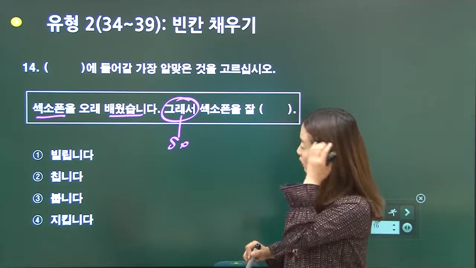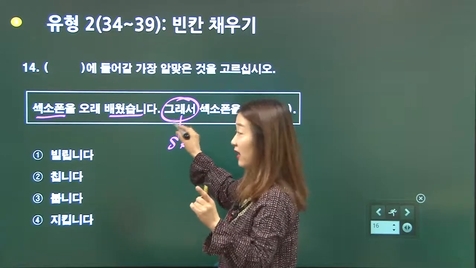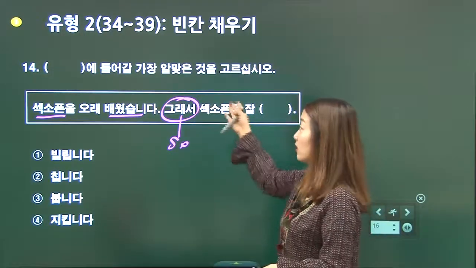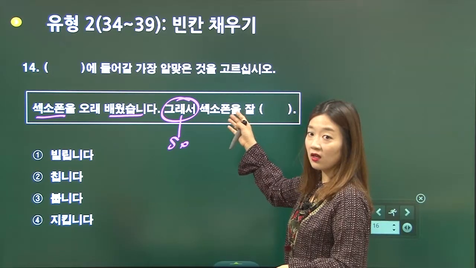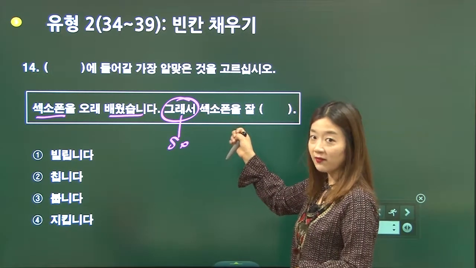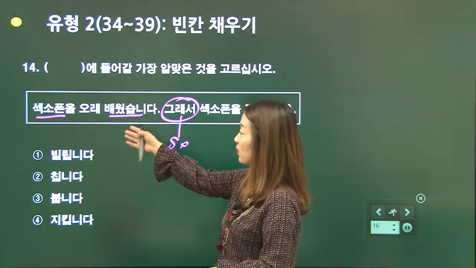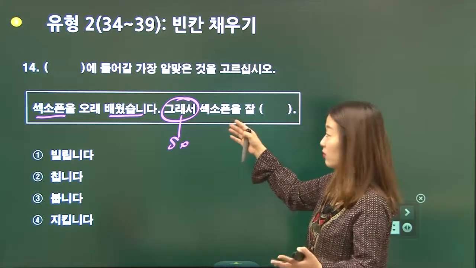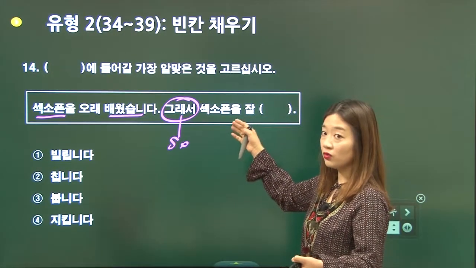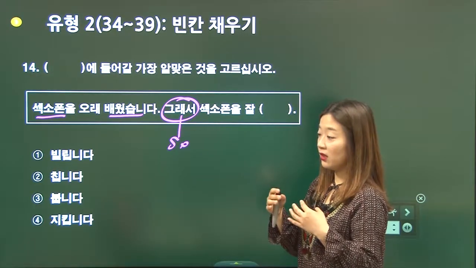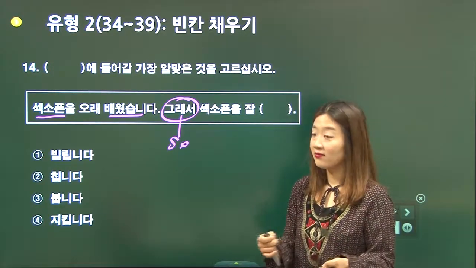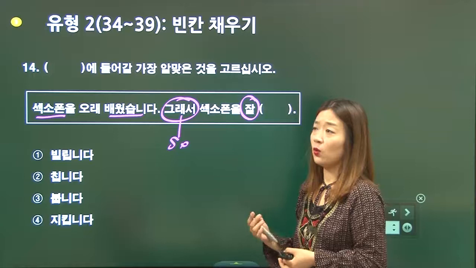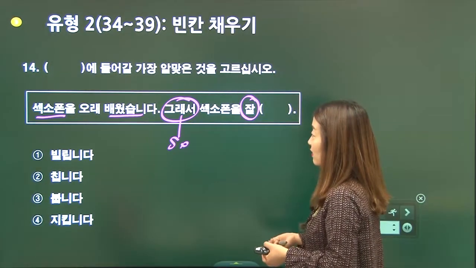What I told you before: the part before the word 그래서 is the reason or excuse, and after the word, the sentence will be the result, right? So, the reason or excuse: I learned saxophone for so long. So, can you imagine what I can do after learning saxophone for so long? And then 잘 means well. So I do something well. What do I do well? 색소폰을 잘.